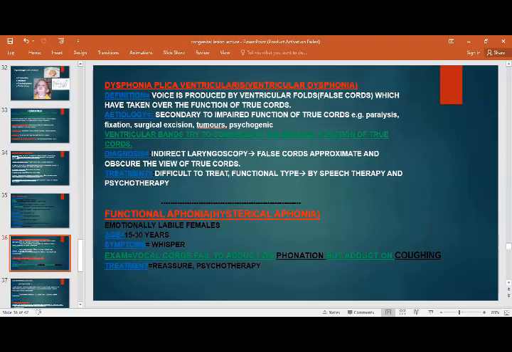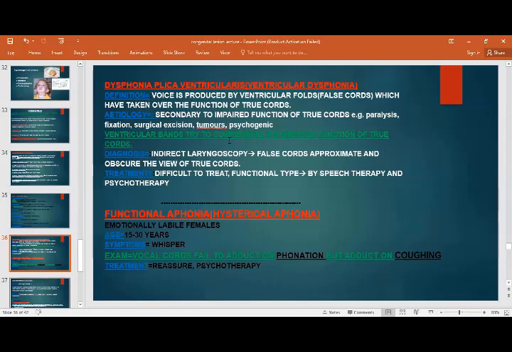And again, we can easily judge in our clinics. When the patient comes, we will ask for a try with cough. If the cough is normal, then it means there is proper adduction of the vocal cords. So again, in this case, psychotherapy as a reassurance to the patient is very important.